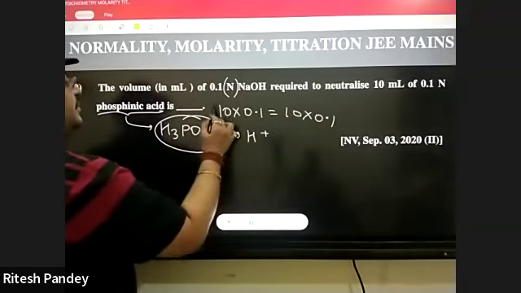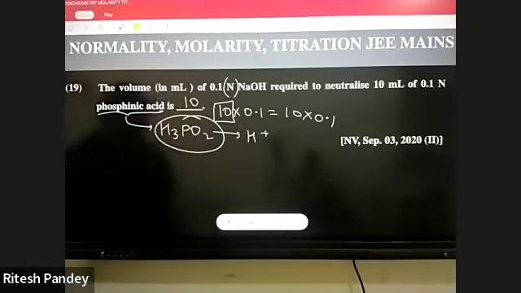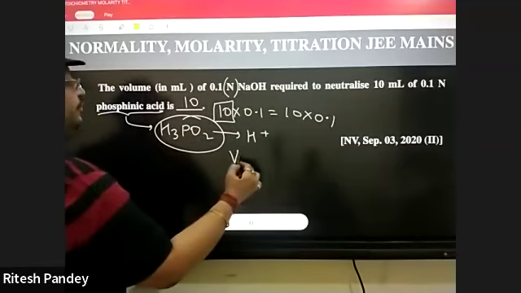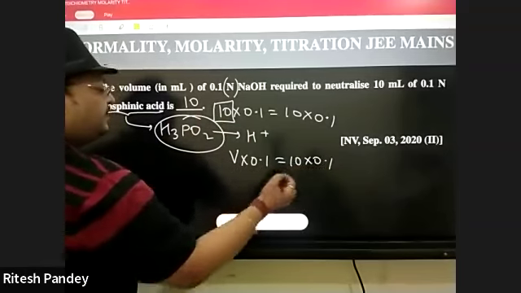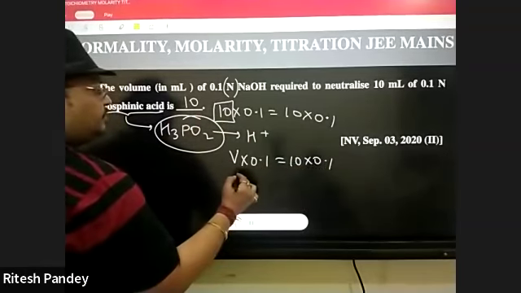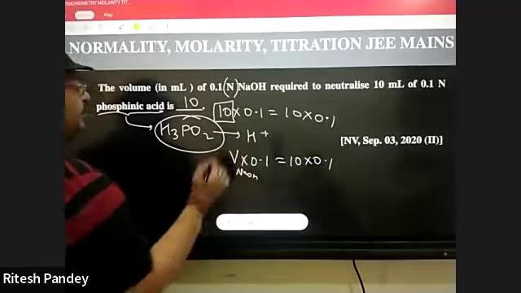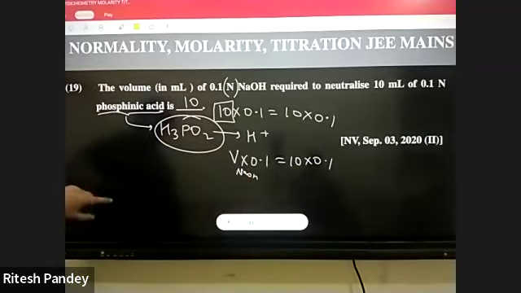V into 0.1 is equal to 10 into 0.1. The equal number of equivalents. Yes or no? So V is equal to 10. Moving ahead. Question 20.